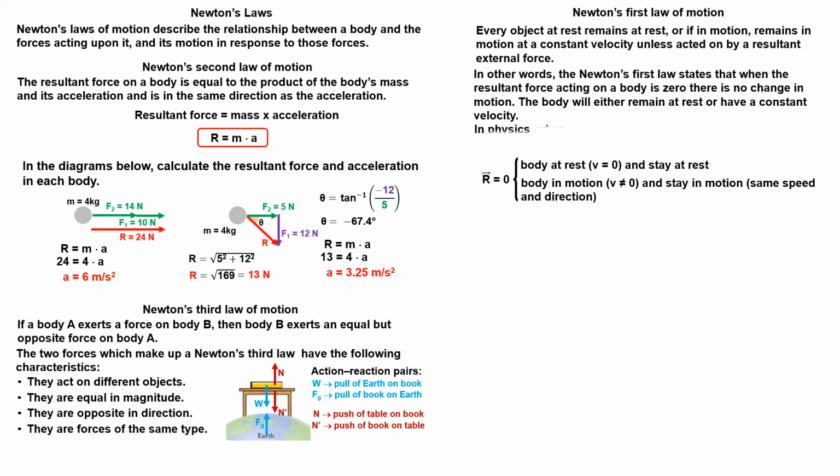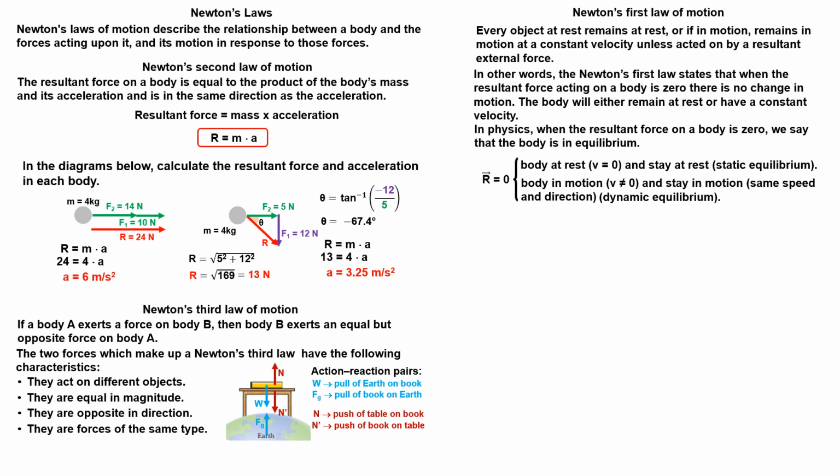In physics, when the resultant force on a body is zero, we say that the body is in equilibrium. If a body is in equilibrium and at rest, we say it is in static equilibrium. If a body is in equilibrium and in motion, we say that it is in dynamic equilibrium.